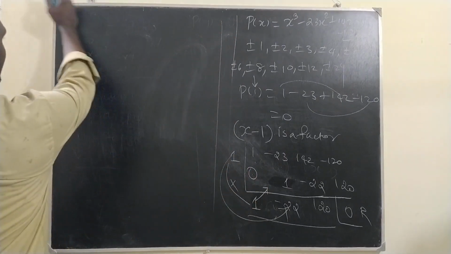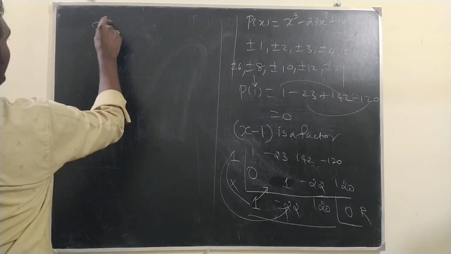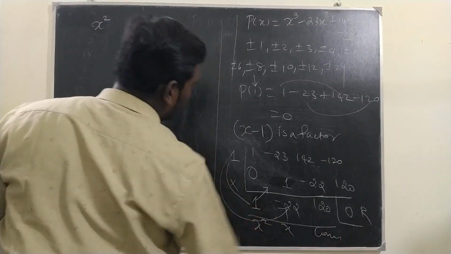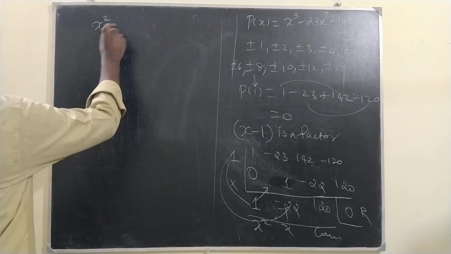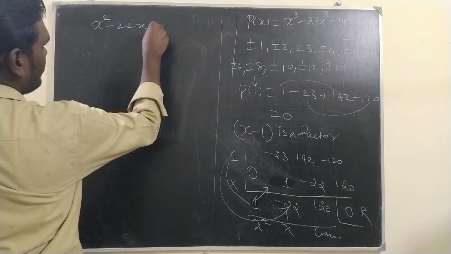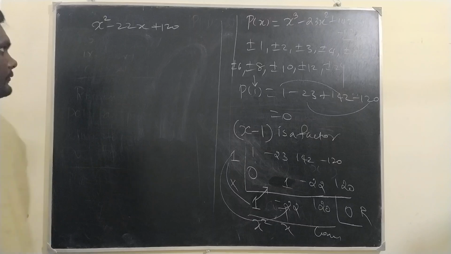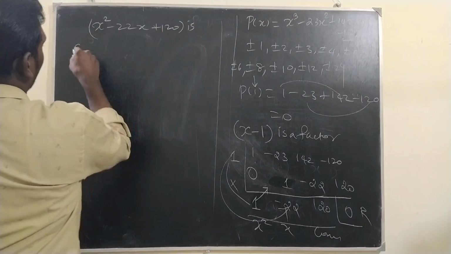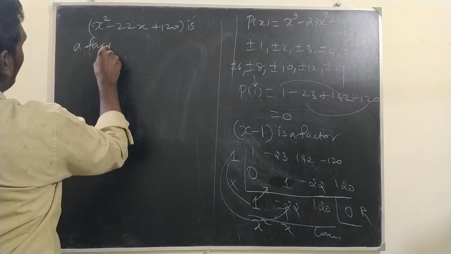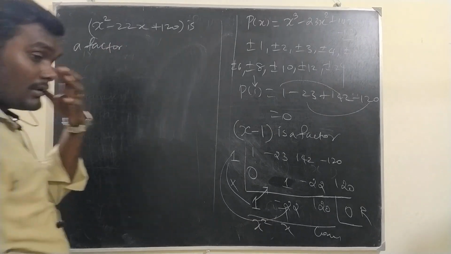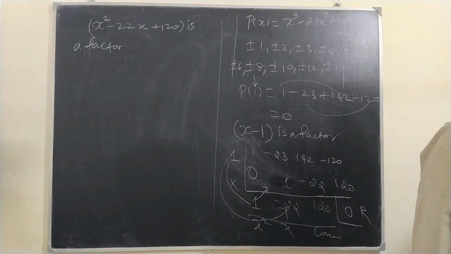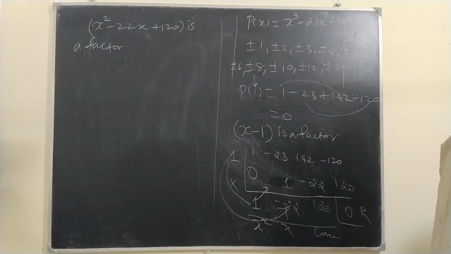Now this is a factor again. That is the coefficient of x square. This is the coefficient of x. This is the constant term. Okay. So this is x square minus 22x plus 120. So this is another factor. But factorization means what? The definition I said. Factorization meaning of factorization.